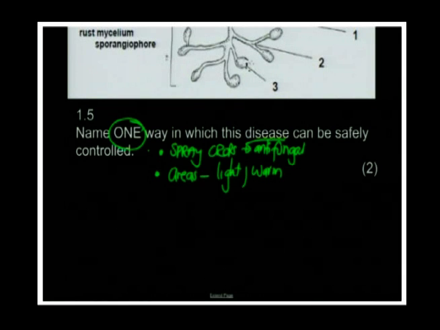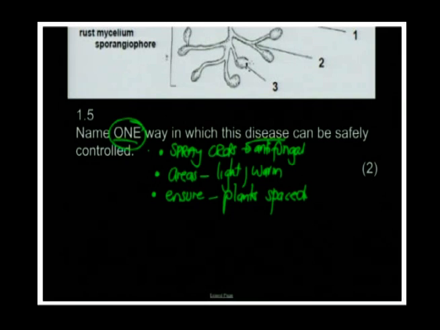So light and warm, that will help counteract any fungus that might want to start growing. And as well, what you could do here is make sure that your plants are properly spaced. Why would that be an important concept? If you space them, there's far less likelihood of the fungal spores being able to spread from one plant to the other. Now the question only asked for one way, so any one of those would give you 2 marks. Let's move on.